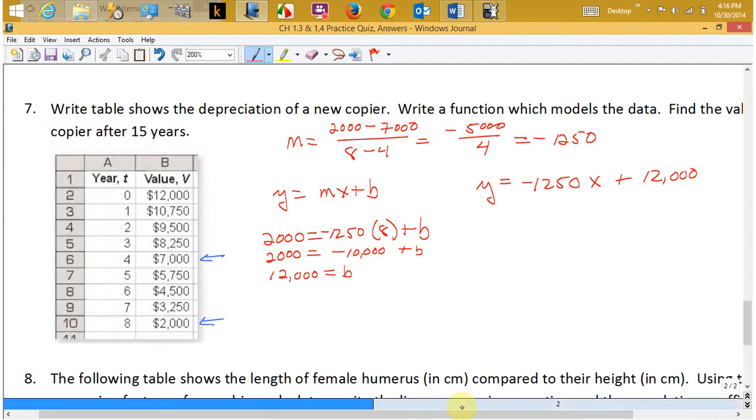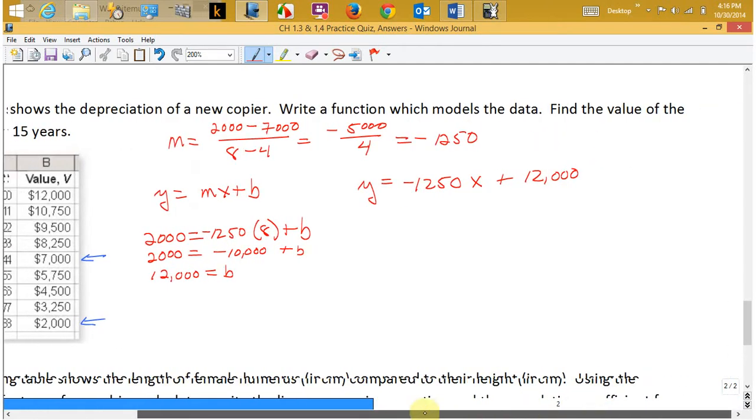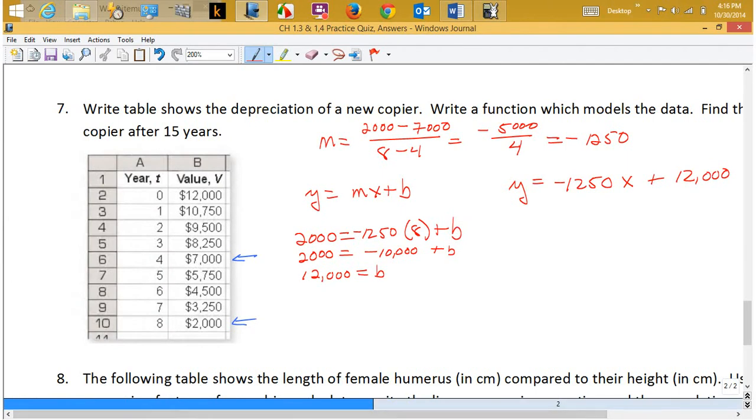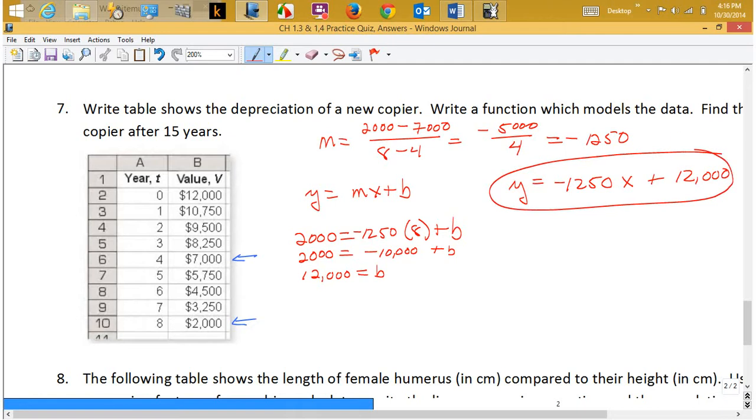All right, then the next part, it says find the value of the copier after 15 years. So we are going to, that was the first answer. We're going to plug 15 in for x, so I will get y is equal to 1,250 times 15 plus 12,000.